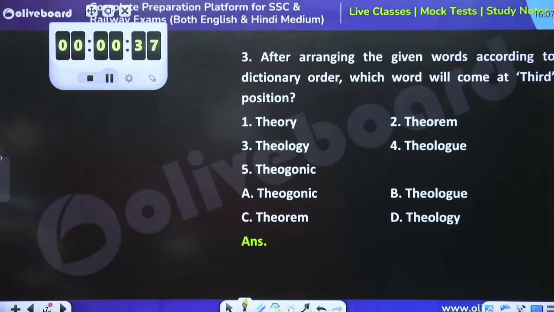After arranging in the dictionary order, which word will come third?